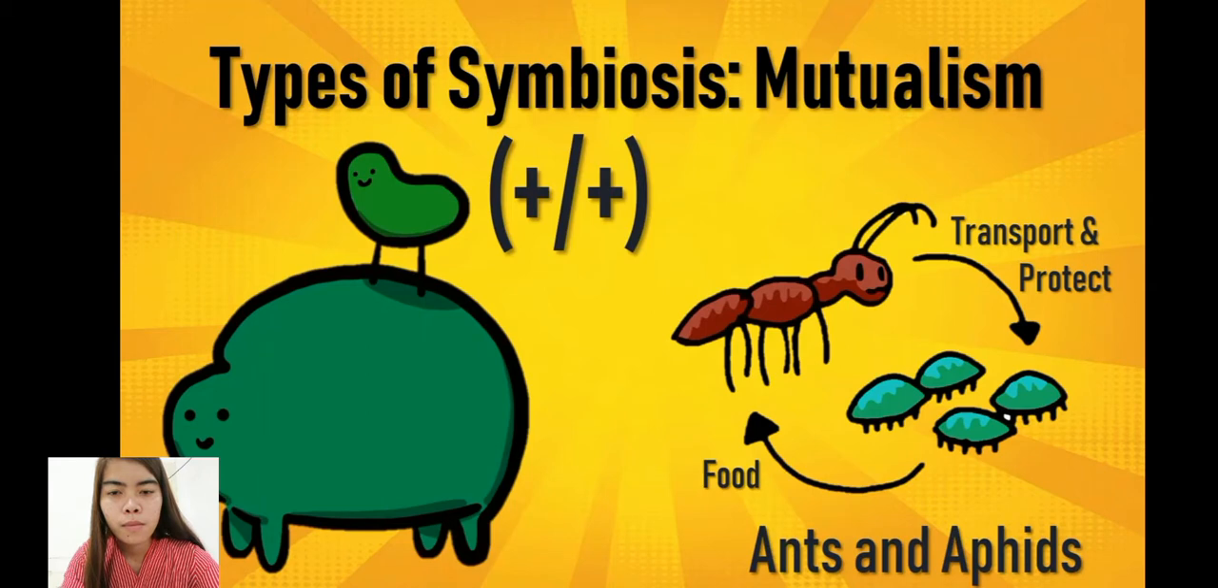Ants do this because aphids' poop is basically a sugar paste called honeydew. Ants take care of aphids, protect them and transport them so that they can eat their poop as food. Since both the ant and the aphid are benefited in this type of relationship, this is called mutualism.